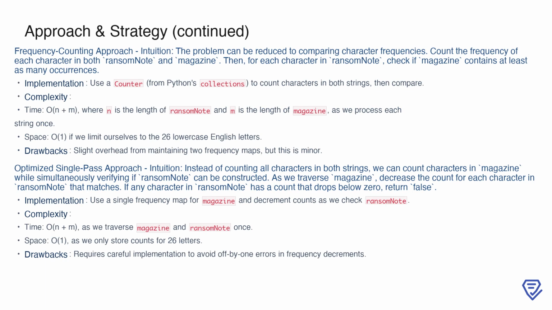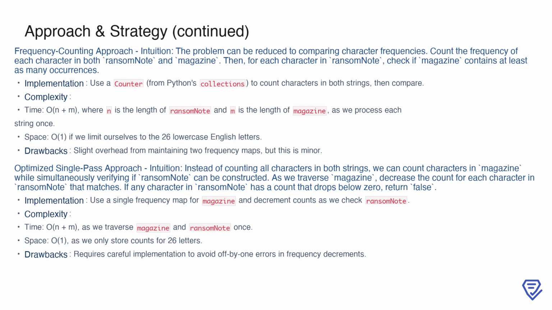A more efficient method is the frequency counting approach. Instead of checking characters one by one, we can reduce the problem to comparing the frequency of characters in ransom note and magazine. The idea is to count how many times each character appears in both strings and ensure that for every character in ransom note, magazine contains at least the same number of occurrences. To implement this, we can use the Counter class from Python's collections module to easily count character frequencies for both strings. Then, we compare the counts to make our decision.